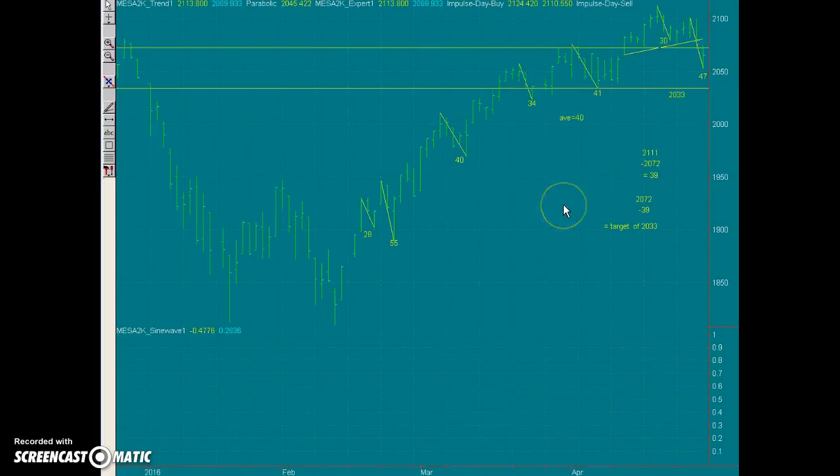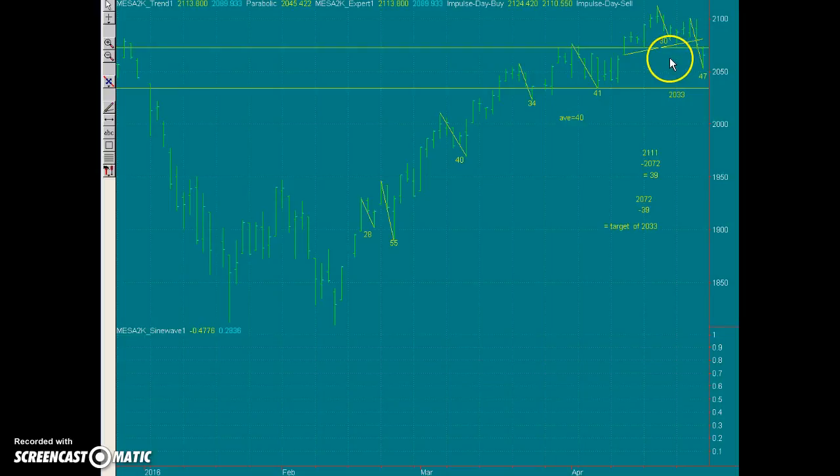Here is the daily chart of the S&P 500 on which I calculated these pullbacks. This 28 points and 55 points, etc. The average was about 40. Well, that was before I calculated this one at 47 points. So from this high to this low, it's 47 points.